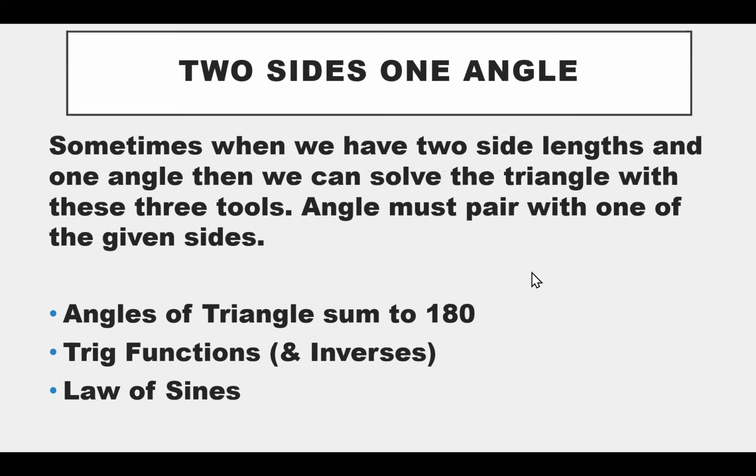Now, what if we have three other pieces of information? What if we have two sides? In other words, two side lengths and one angle.